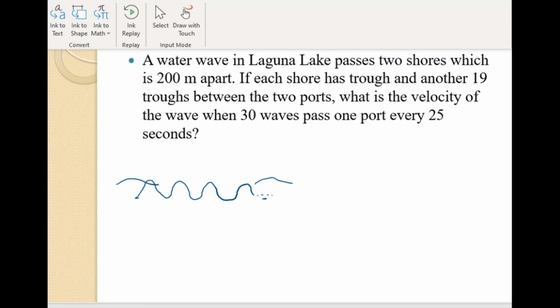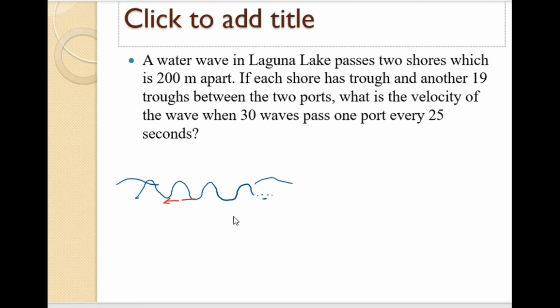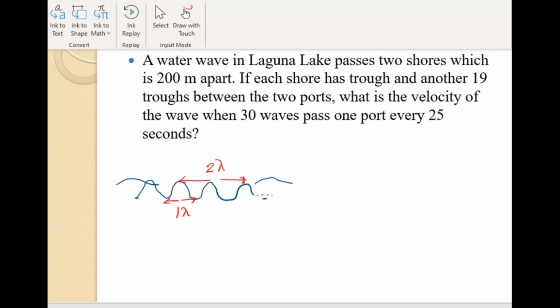But take note of this one. Trough to trough is equivalent to 1 wavelength. Then crest to crest is also equivalent to 1 wavelength. In these illustrations, we have 1, 2, 3 crests, so that will be 2 wavelengths na.